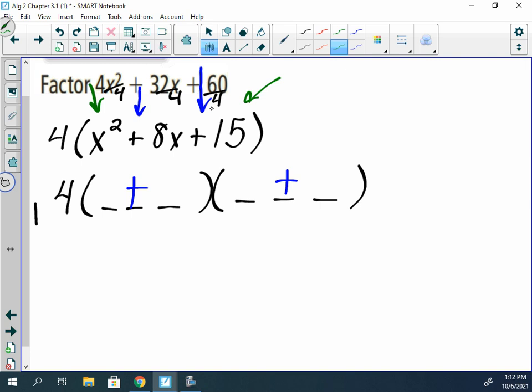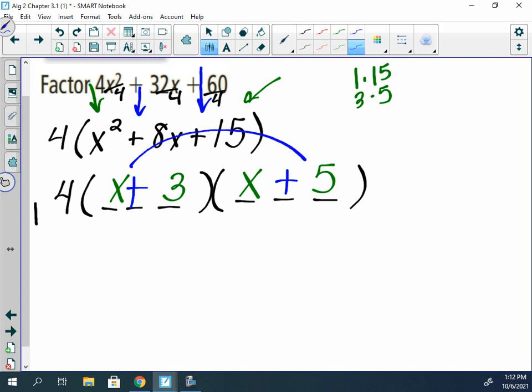Which brings us to step number 4, the factors of the first and third term. So the factors of x squared, x and x, because that's the only setup that we have. X times x is the only way we can factor x squared. So the 4 was from being factored out. Now the 15, factors of 15 are 1 times 15 or 3 times 5. As we just said, 3 and 5 are ones that we can try first.